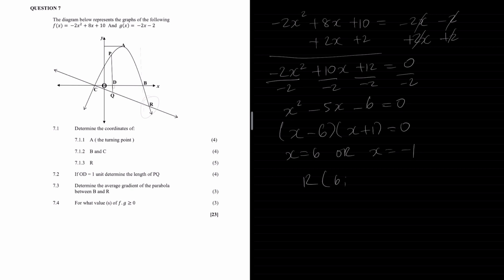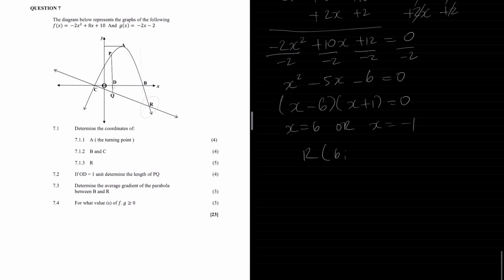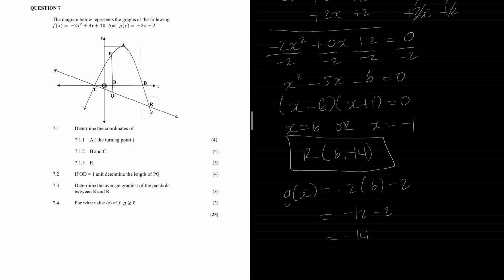And we actually need to figure out the coordinate, the y value. So to solve for the y value, sub it into either one of the equations. Let's sub it into g of x. So g of x is equal to minus 2 times 6 minus 2. So that's negative 12 minus 2, negative 14. So the coordinate is 6 and negative 14.